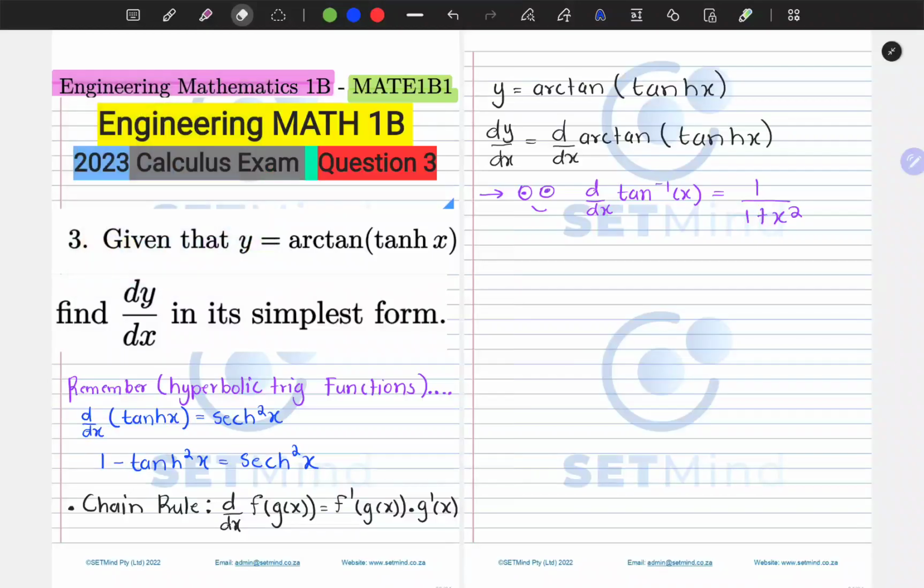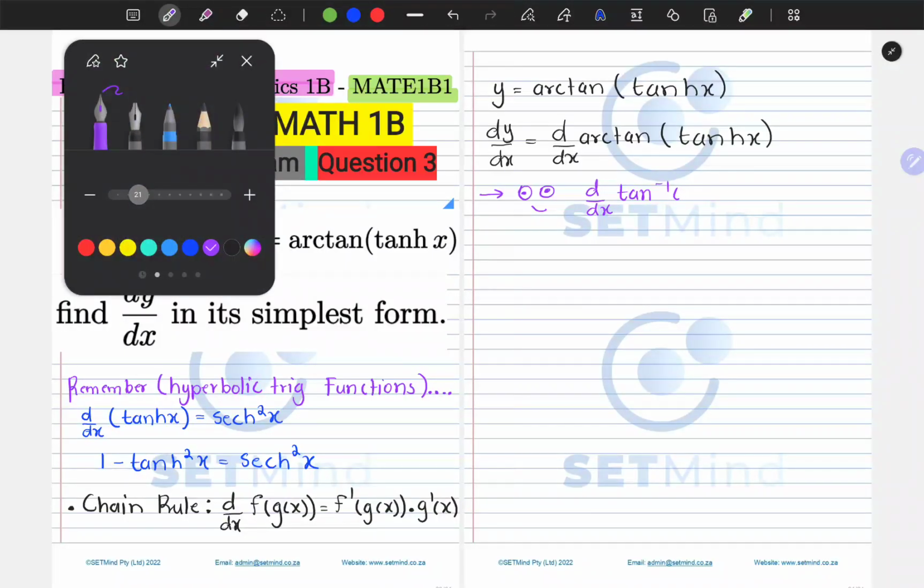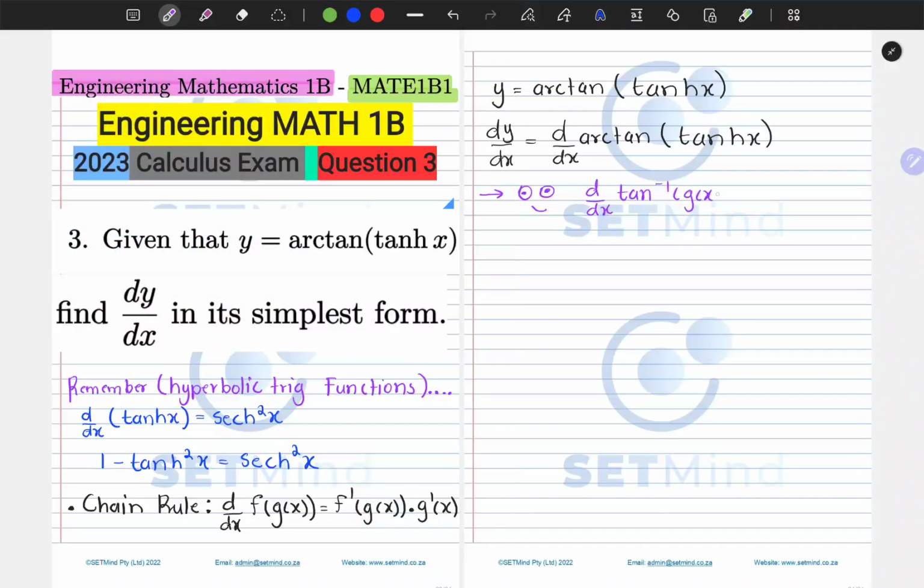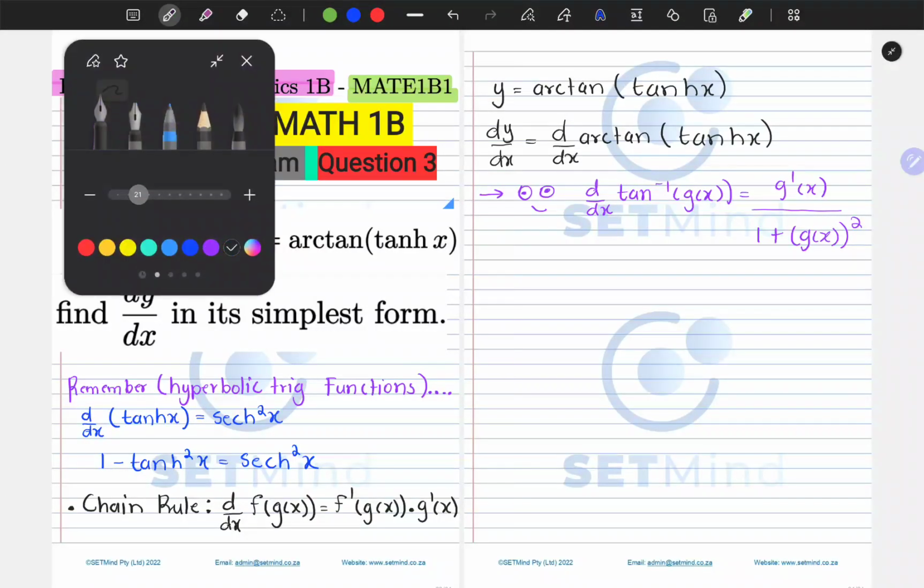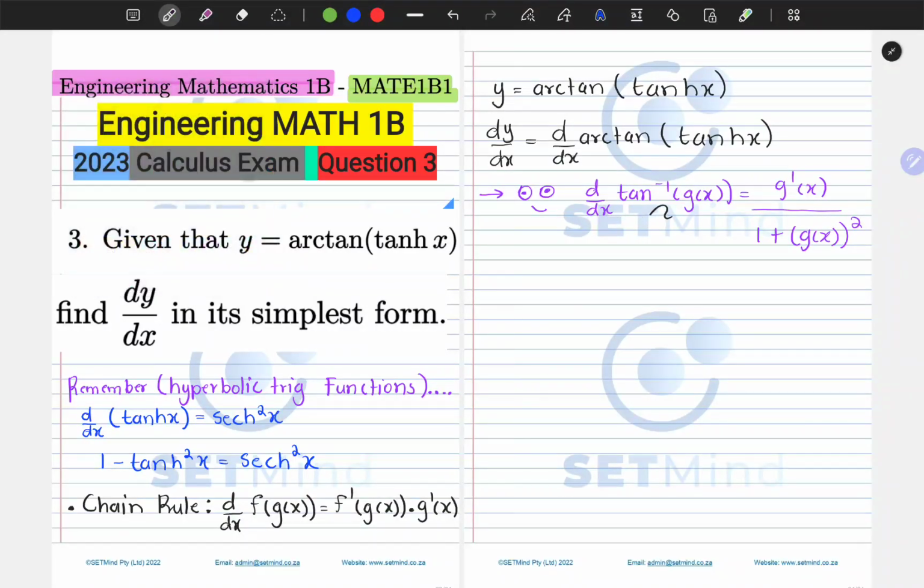Let's make it more general. Say you are deriving the inverse tan of g of x. What you will actually get is g prime of x on the numerator over 1 plus g of x all squared. That is how the derivative of the inverse of tan works.